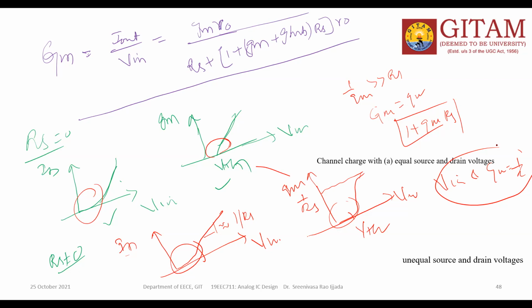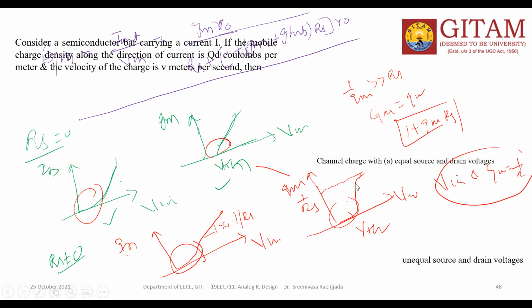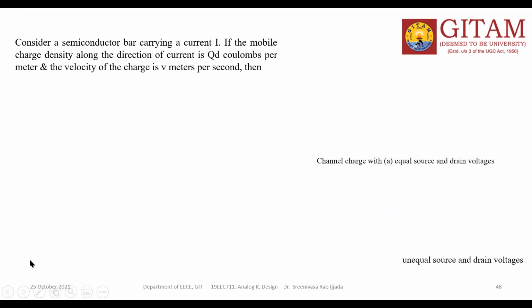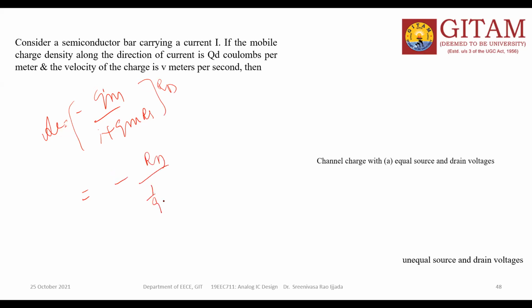Okay. And one more thing. I will erase all these things. So already you know AV is equal to minus GM by 1 plus GM into RS, multiplied by RD. This we got simplified. So I can write this equation like minus RD by 1 by GM plus RS, where numerator and denominator are simply divided by GM. So this is the denominator term.